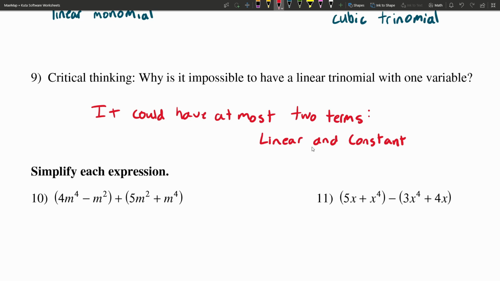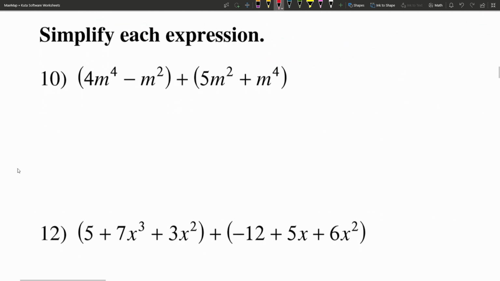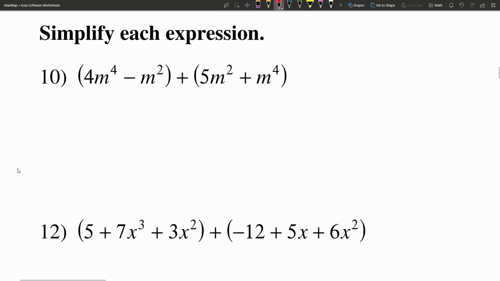Now for the fun part, let's move on to simplifying each expression. So in number 10, we're going to be simplifying these two binomials. And if you notice, they're both quartic binomials. They both have a degree of 4. But we're going to be able to combine these two binomials together. And we combine them, again, by like terms. So we combine those similar degrees together. Thus, we're going to combine 4m to the 4th with m to the 4th. And we're going to combine m squared with 5m squared.